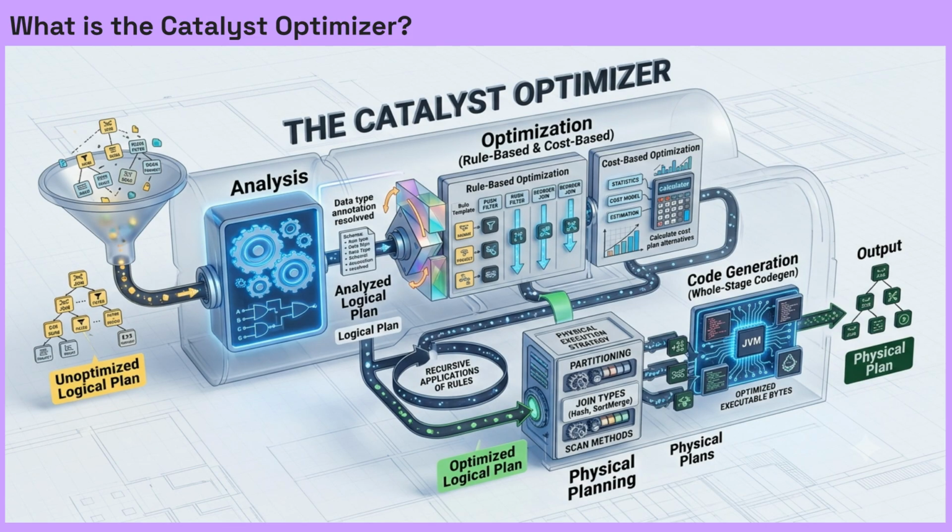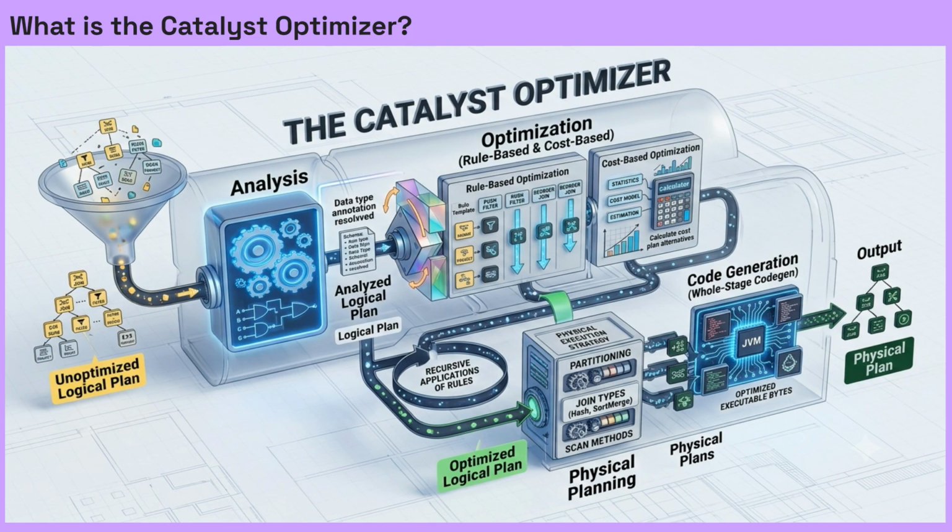Stage 1, analysis. The blueprint check. The query enters the analysis chamber, represented by the gears. The fix? Spark looks up its internal catalog to match your table and column names, fixes data types, say converting text numbers to integers, and outputs an analyzed logical plan.